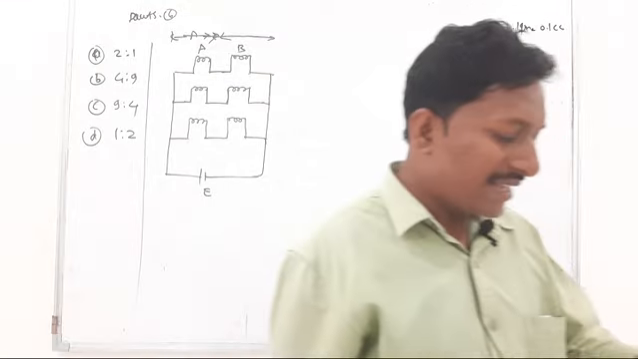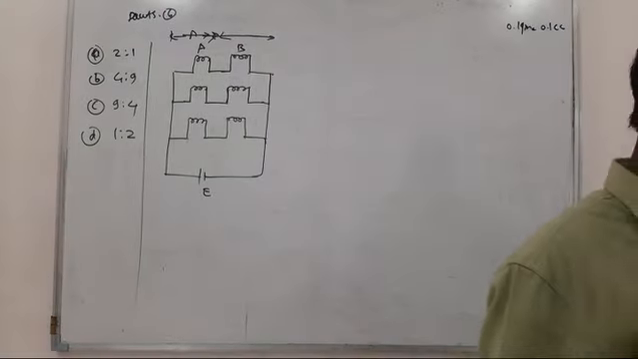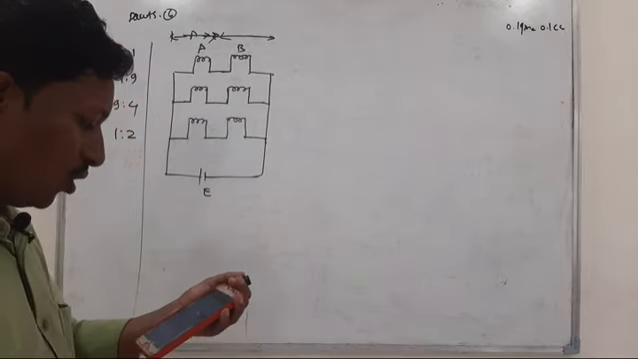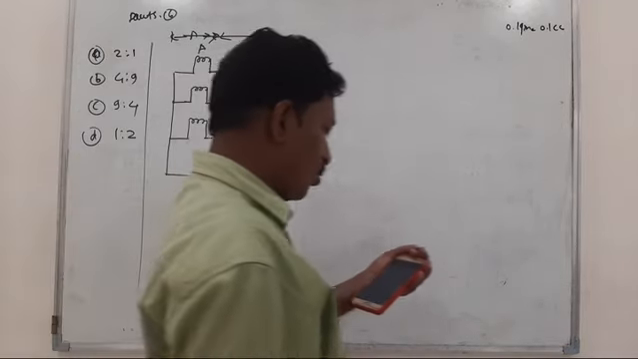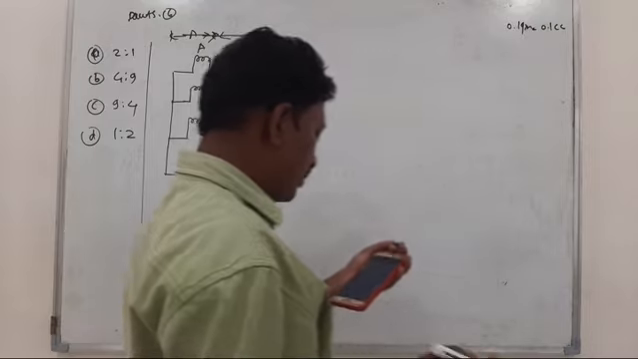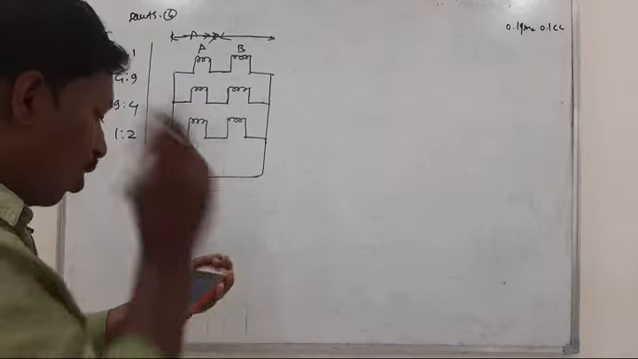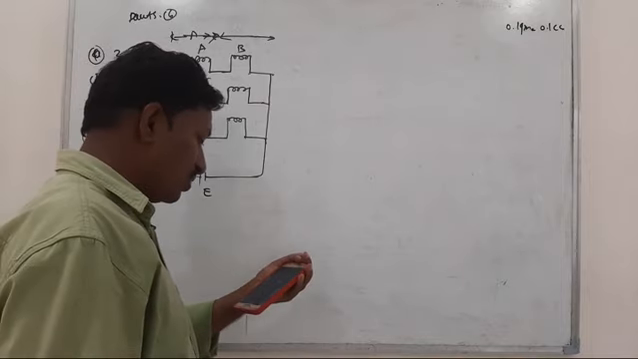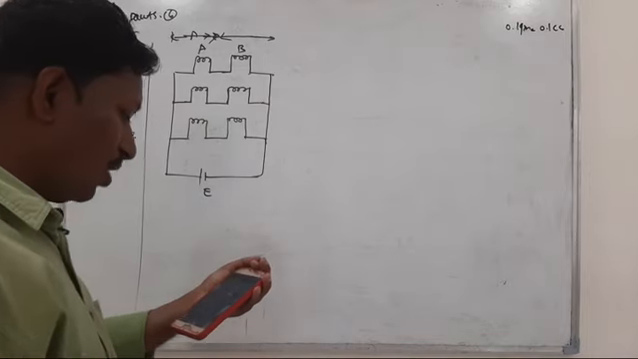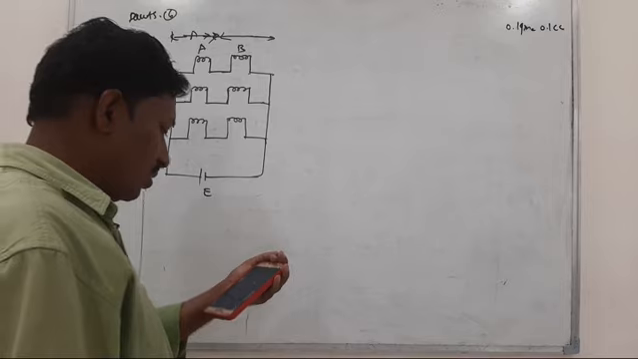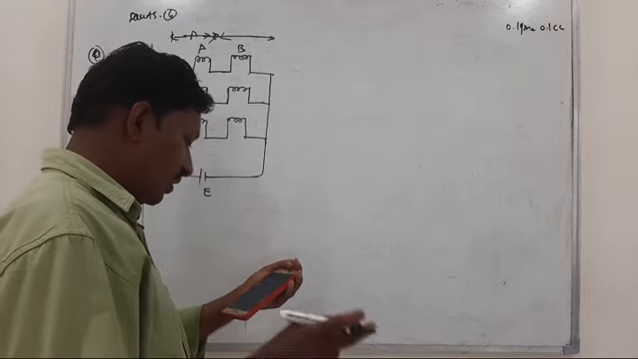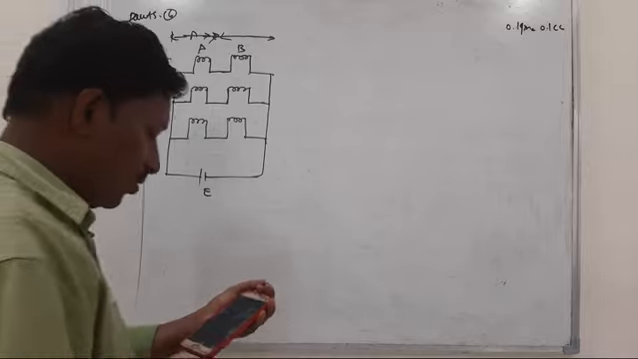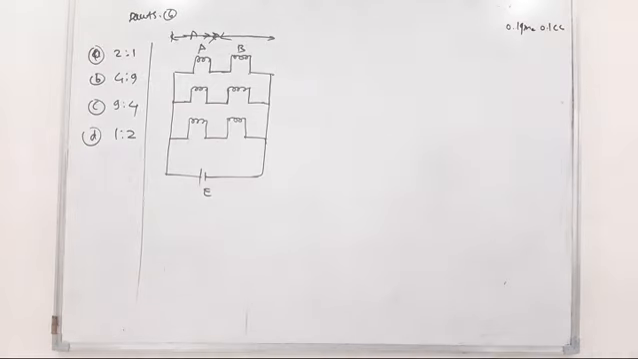Doubt 6: Similar bulbs are connected as shown in the figure with a DC source of EMF E and zero internal resistance. The ratio of power consumption by the bulbs when all are glowing, and second, in the situation when 2 from section A and 1 from section B are glowing, will be. See, student, what the doubt is.